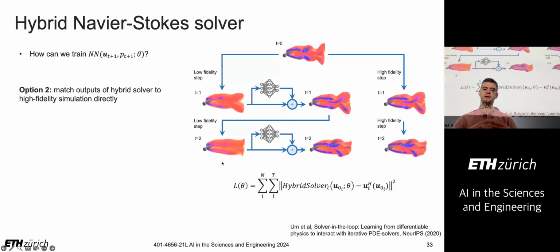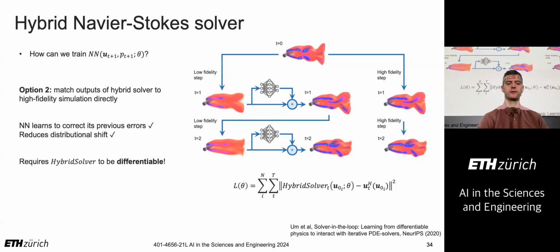So when we're training this network, the difference now is that it's experienced this kind of distribution shift during its training, and it can be more stable over longer time step predictions. So yeah, this is a better situation. The network learns to correct its previous errors, and it reduces this shift.